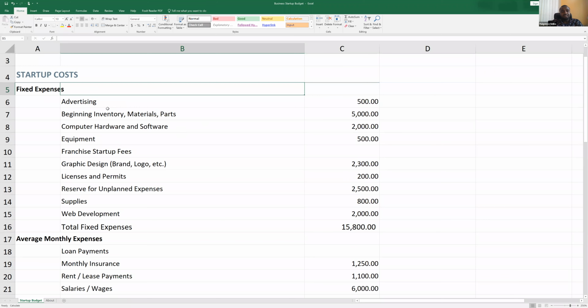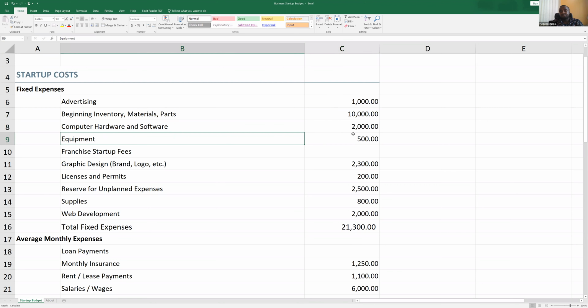We can have advertising. So when you're starting your business, you can start advertising. You can put 1,000. We have the inventory, the initial inventory, material and all that, parts. So if you need that inventory and all that, you can put 10,000. Then we have computer hardware and software, in case your shop might need a machine, that is maybe a laptop or a desktop. So you'll just put it there, 2000.